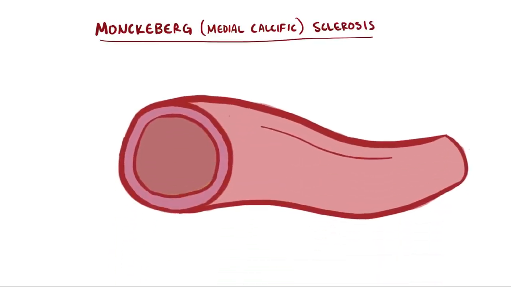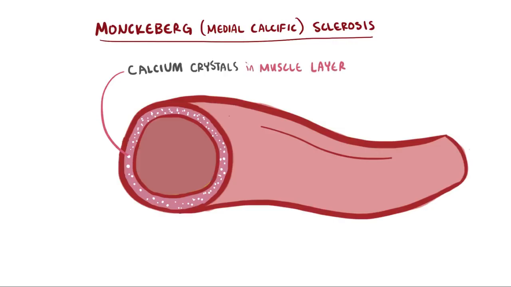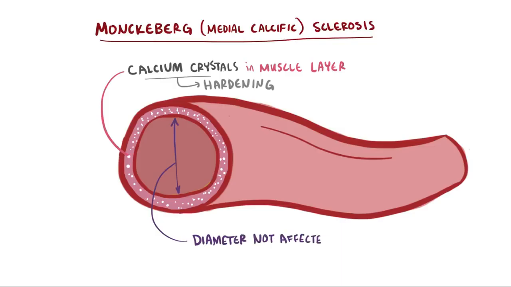Another type of arterial sclerosis is called Monckeberg sclerosis, or medial calcific sclerosis. And this is caused by the formation of calcium crystals in the muscular layer of the blood vessel wall, leading to hardening of the blood vessel. But this doesn't affect the diameter of the lumen.